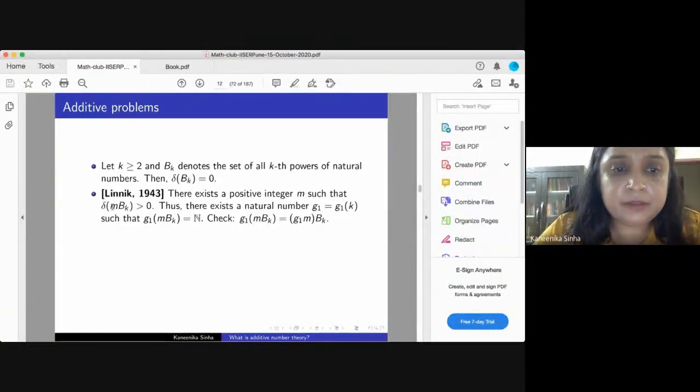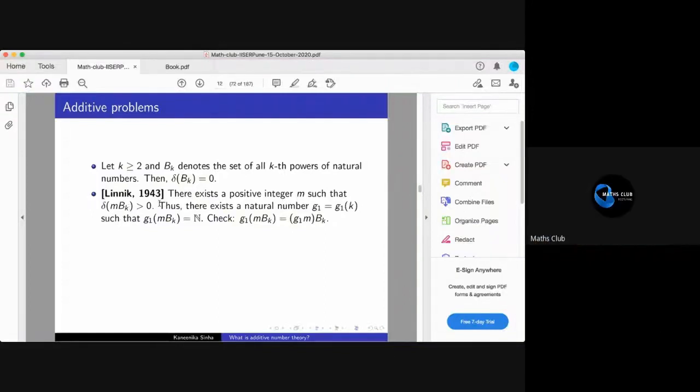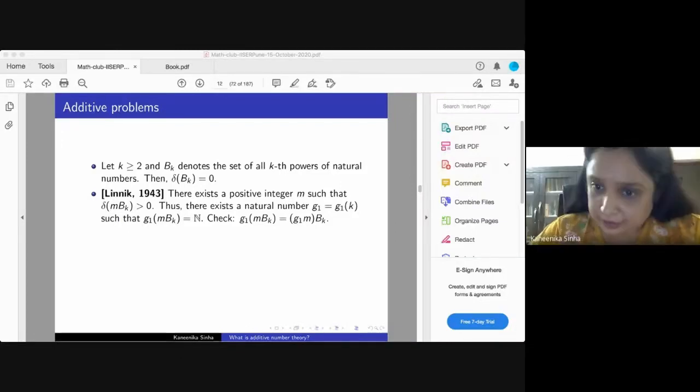In fact, you are asking whether what we have said for b sub k would apply to any other set. Right. So, no, that we don't know. His theorem is specifically for the kth powers. So you can have a sum set such that m times that sum set, the delta of that is always equal to 0. But then you can still have a sum set that is equal to n.